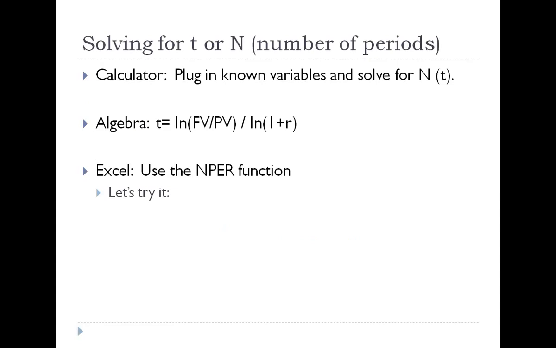We can also solve for a number of time periods if we happen to know the future value, the present value, and the interest rate. So for example, the question might be, hey, I'm going to invest a certain amount of money. My target is to have $10 million in the future. How long is it going to take? There's an algebraic expression here. Notice the use of natural logs. Calculator will do it by plugging in the variables that you know and solving for the one that you don't. And in Excel, we would use a function that goes by the name of NPER, standing for number of periods. And we'll demonstrate that very quickly.